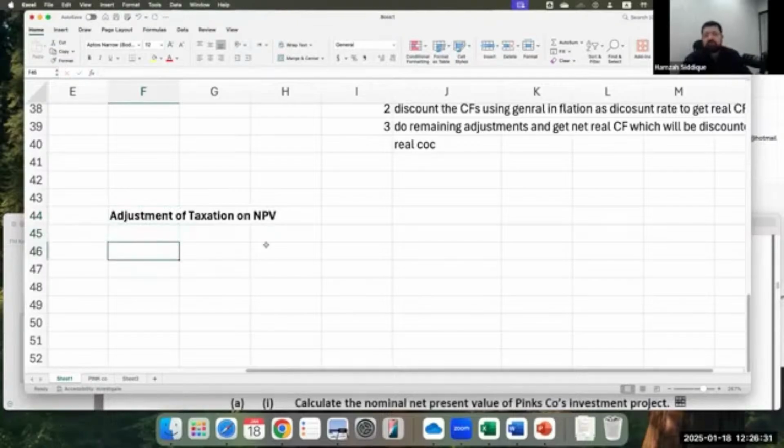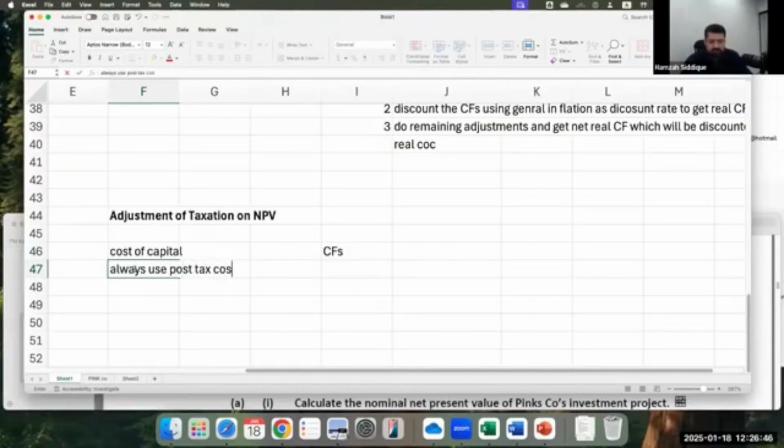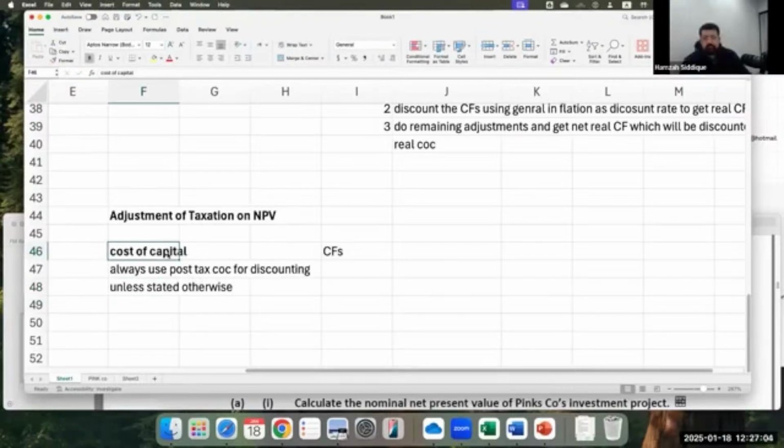So two side aspects. First of all, cost of capital. And the second is cash flows. Remember, in the cost of capital, we say always use post-tax cost of capital for discounting unless stated otherwise.